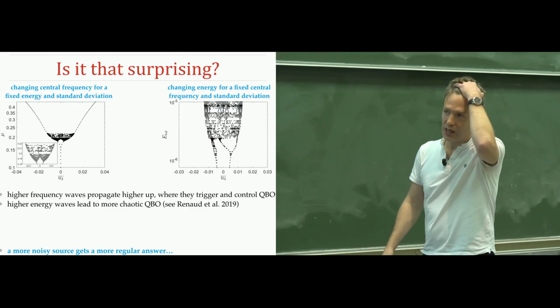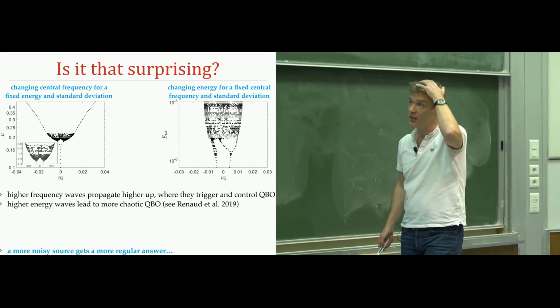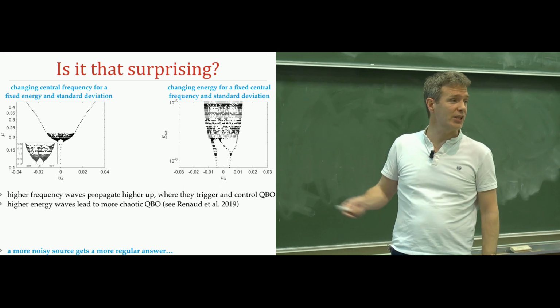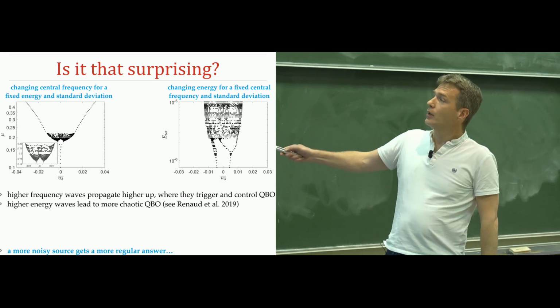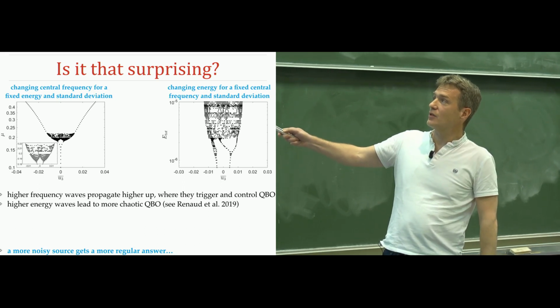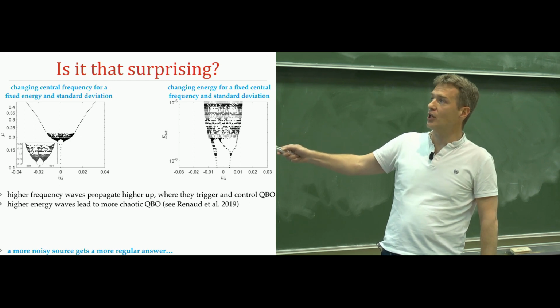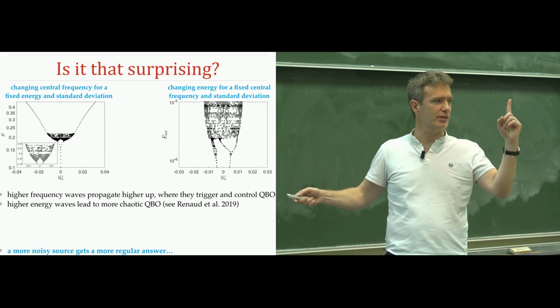So is it that surprising? Actually, not really. So we have done other systematics. In that case, those are the same types of Poincaré map. But here, we fix the central frequency. We fix the energy and the standard deviation, and we increase the central frequency.